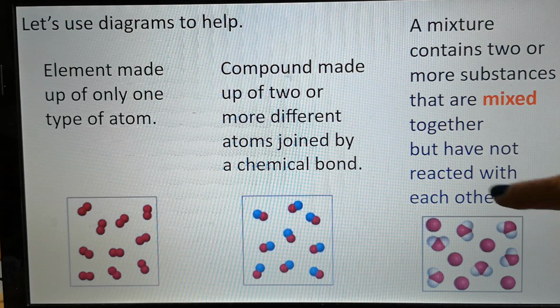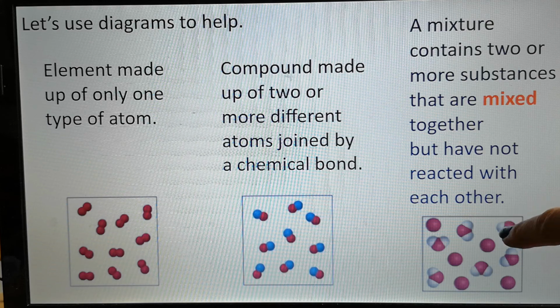And if we look at the last one here, this is a mixture. And we know that because we can identify this little fella here as a compound because there's two different colour balls stuck together. This is actually water, H2O. And then this, we know this is an element because there's only one ball there. So this box here is a mixture of elements and compounds.